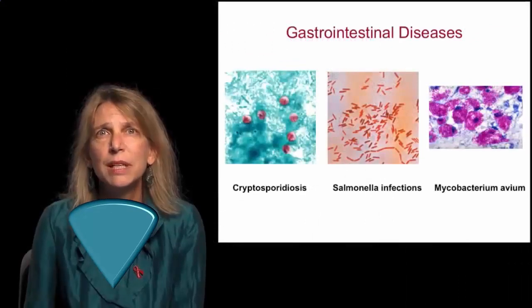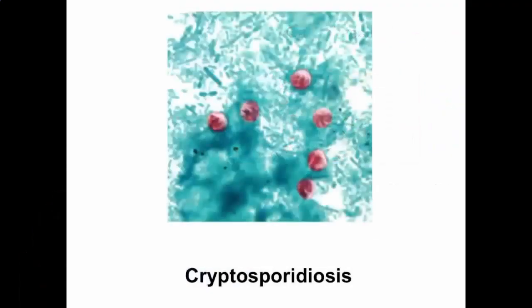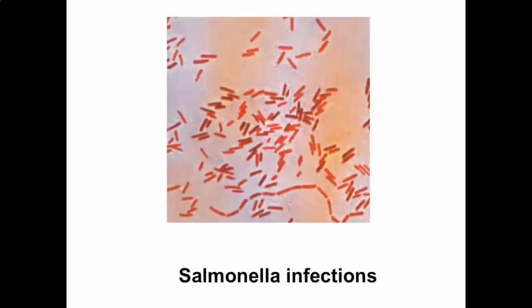There are many gastrointestinal diseases that are AIDS-defining conditions. These include the parasite cryptosporidiosis that affects the gastrointestinal system and causes profound diarrhea. Patients can have as many as 20 to 30 bowel movements per day. Non-typhi salmonella infections such as Salmonella typhimurium are also common AIDS-defining conditions and present as fever, diarrhea, and weight loss.